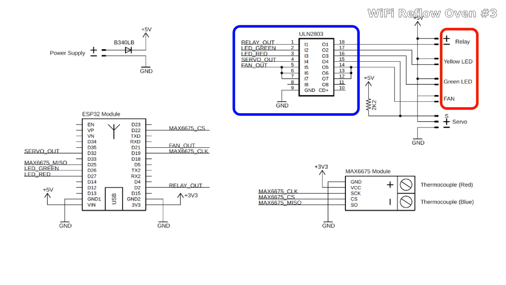The relay, lights and fan are simply open collector outputs. The RC servo is always powered, and the open collector output of the ULN2803 has a pull-up resistor to generate the 0 to 5 volts control signal.